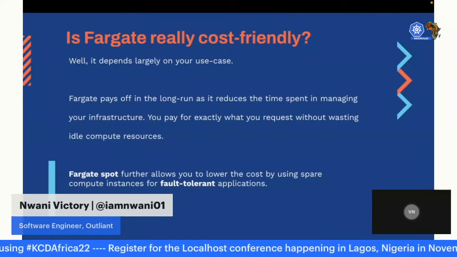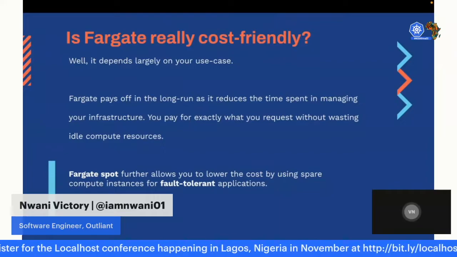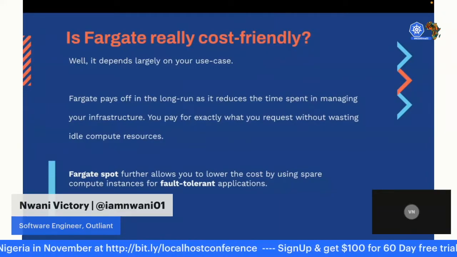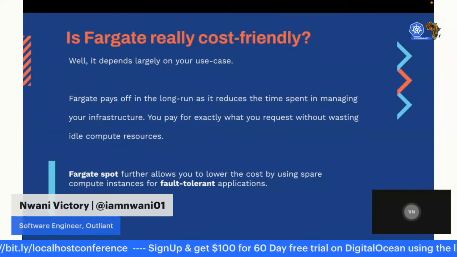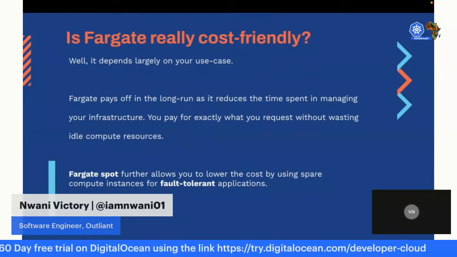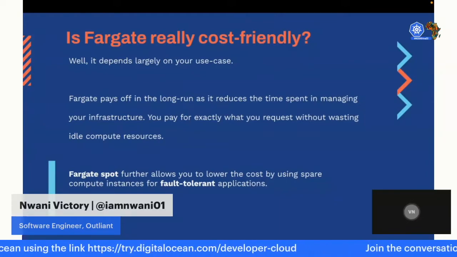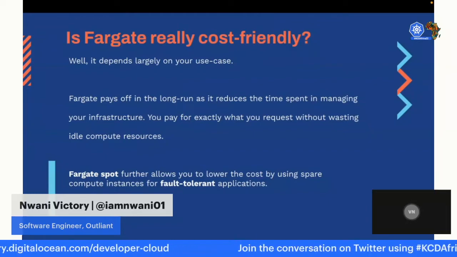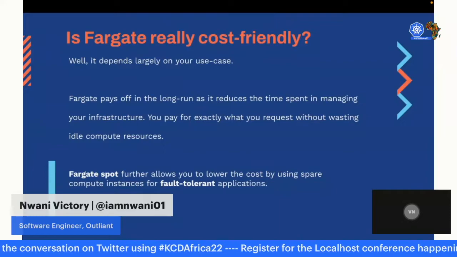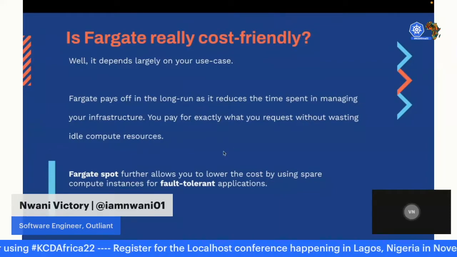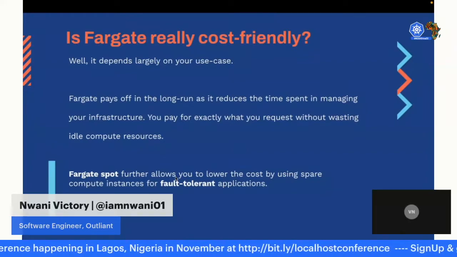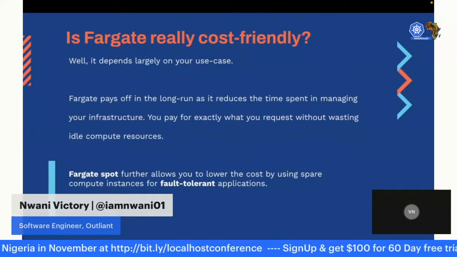Then also, if you want to reduce your cost, you also have the Fargate support for fault-tolerant applications, although this support is only available for the ECS, not EKS. So if you are familiar with AWS, we have spot instances, which allow you to use spare compute instances. They are given to you, but they can be shut down at any time. And that's why there's a catch here. Fargate Spot should only be used for fault-tolerant applications because it could be shut down within a 2 minute notice period.